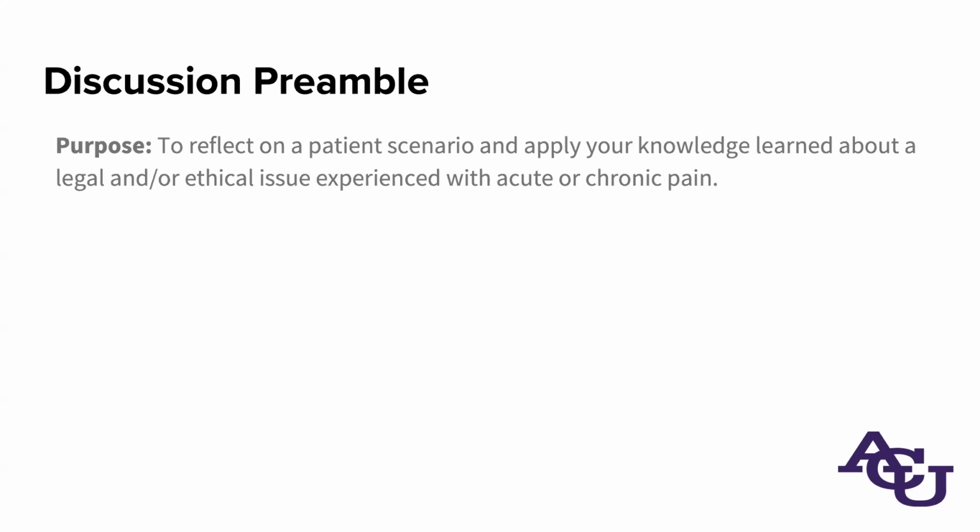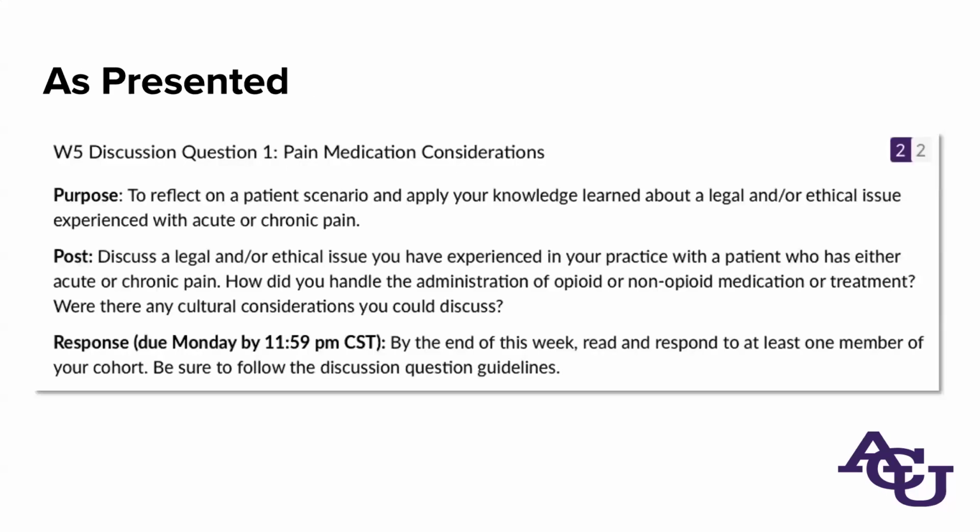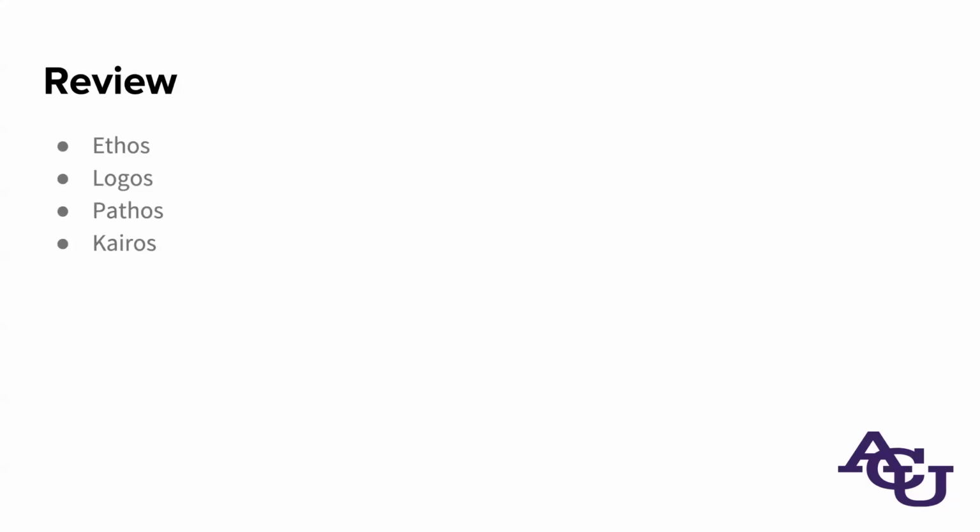But let's break this down into different sections and understand that this is telling us first a preamble. Okay, why are we doing this? Well, to reflect on a patient scenario and apply your knowledge learned so far about a legal and or ethical issue experienced with acute or chronic pain. Now, going back to the types of rhetoric here, as soon as you're interposing the distinction acute or chronic, that starts bringing in questions about, are you going to make a kairos-based argument?